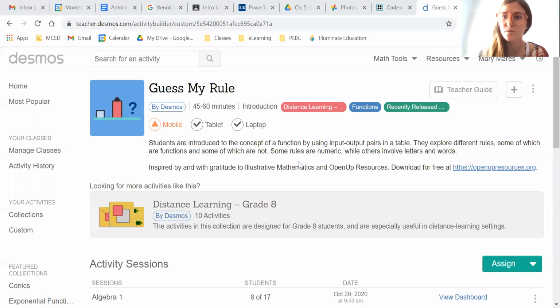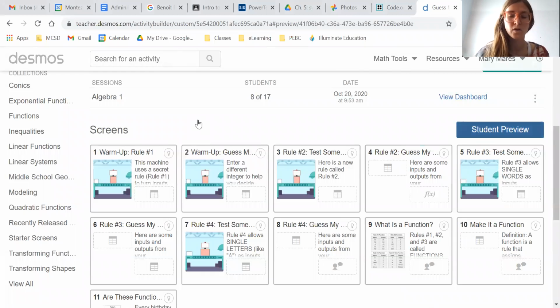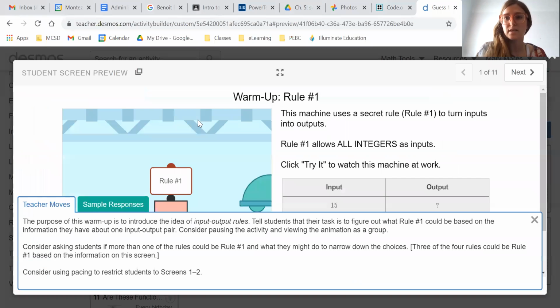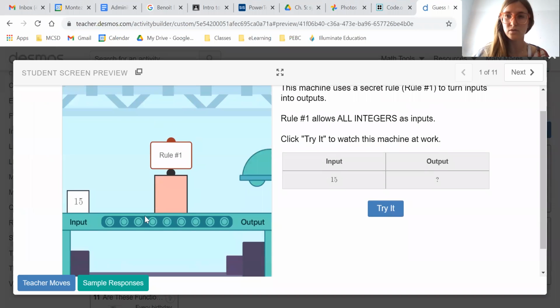Hey guys, I'm going to go through the Guess My Rule activity on Desmos. What this is doing is setting you up to get a better understanding of what a function is. A function always has an input and an output, and this rule is used to demonstrate a function. But when we're using functions in algebra, we're going to be looking at equations. But let's just get started.